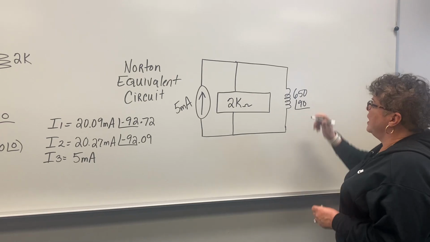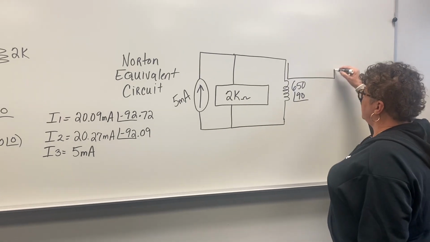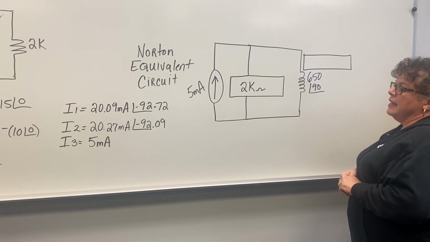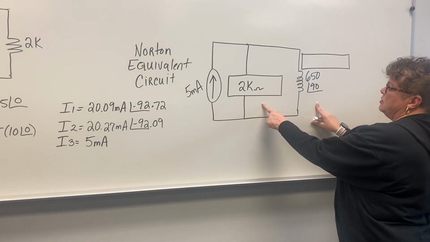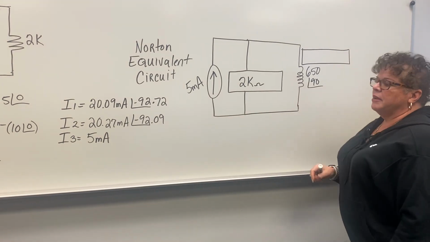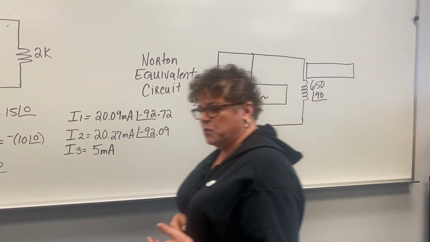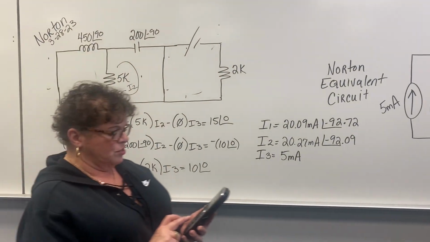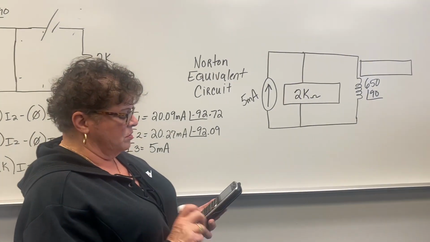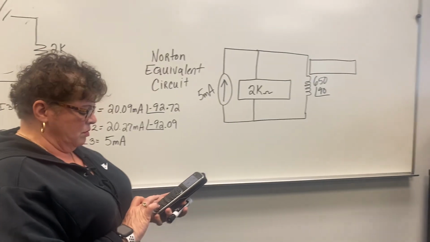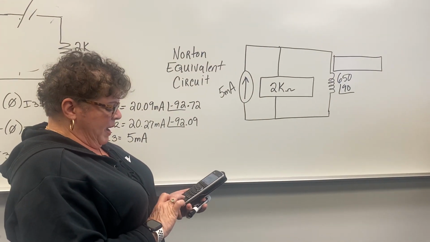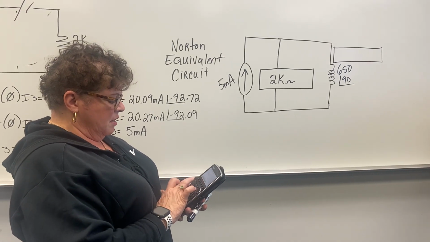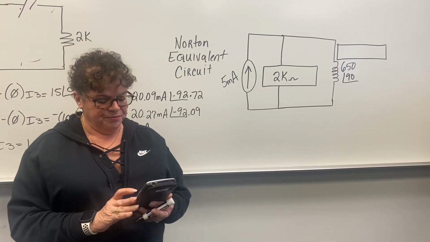Lastly, we have to get our voltage across the load within the Norton equivalent circuit. The easiest way is to put these two in parallel and multiply it by 5 milliamps because that's what's constant in a parallel circuit is that voltage. And I did not figure that one out, so let's just do it now. We got 2K in parallel with 650 at 90. 650 at an angle of 90.